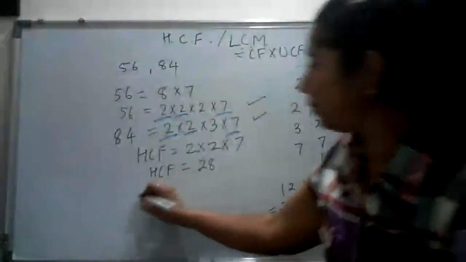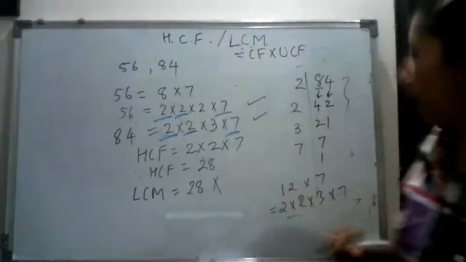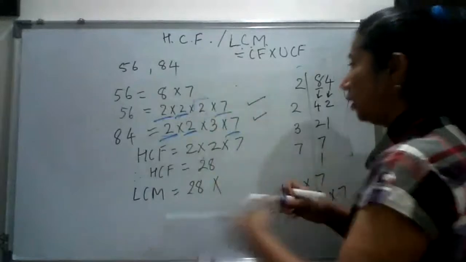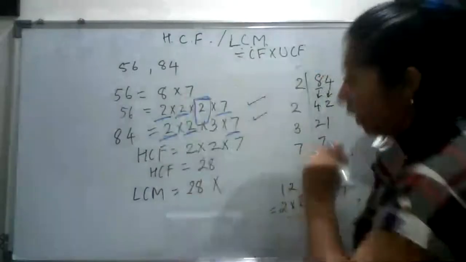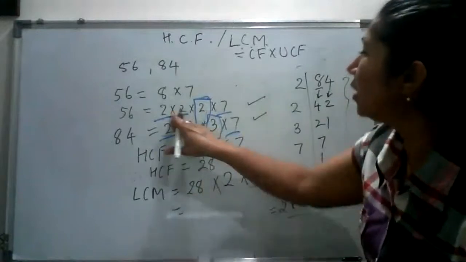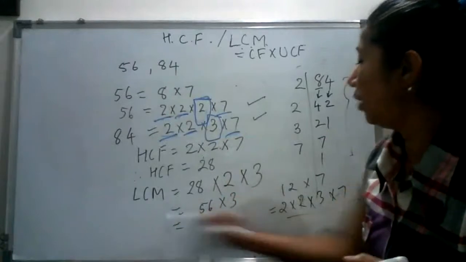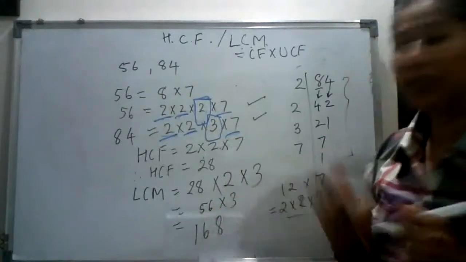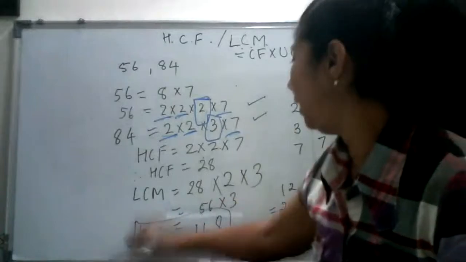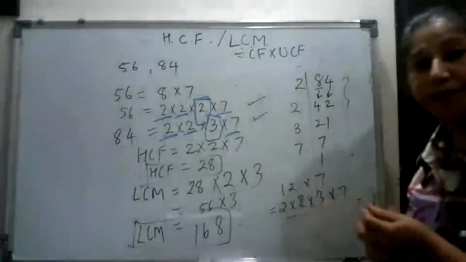So the HCF is 28. Now let's also find the LCM together. What is the LCM? First we write 28 into what? Whatever is left over, what is left with them? Here a 2 is left, here a 3 is left. So 28 into 2 into 3. And I know what this is: 28 into 2 is 56, and 56 into 3, how much is it? 6 threes are 18, 168. So we get the LCM as 168. This is our HCF answer, and this is our LCM answer. I hope this is clear to all.